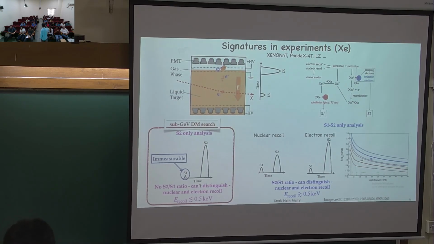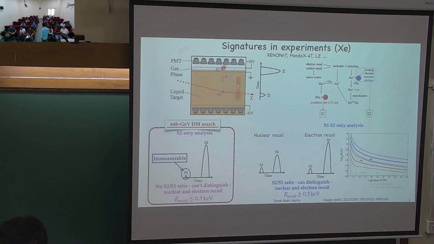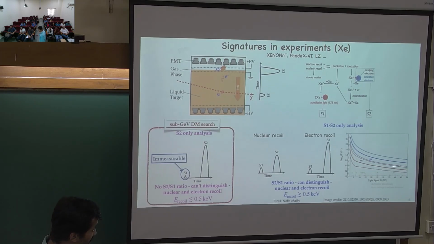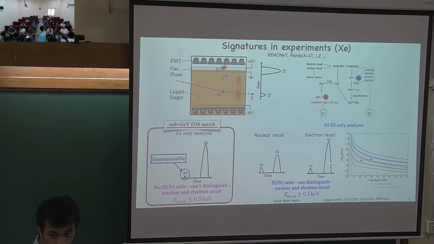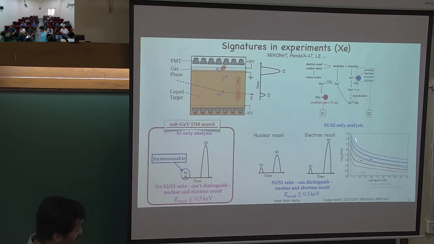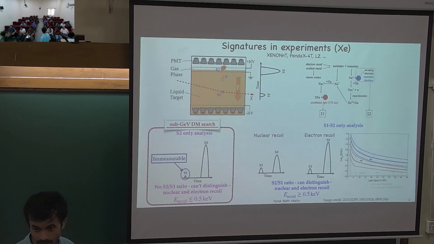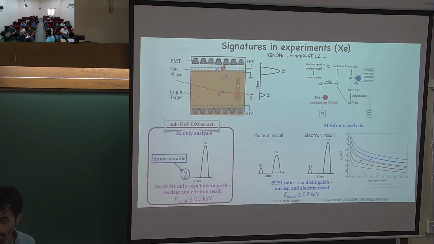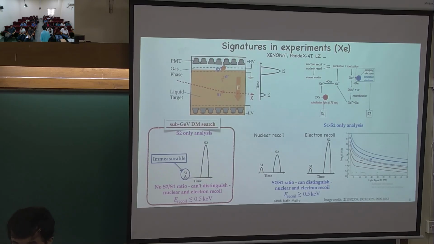S2 pulse? Yeah. It depends on what kind of interaction is producing this. So this ratio is roughly around 1, as you can see from this plot. For nuclear recoil, it could even be larger than that, but for electron recoils, it's probably orders of magnitude larger than this one. So it depends on what kind of interaction. Yeah, I am talking about amplitude.